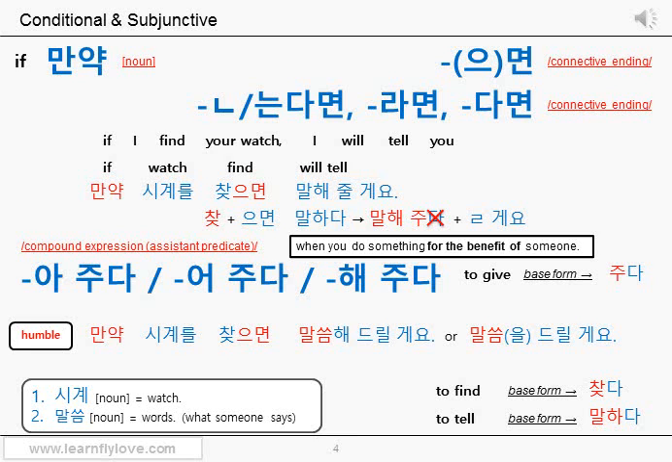만약 시계를 찾으면 말씀해 드릴게요. Or 말씀을 드릴게요. Or 말씀드릴게요. Without the particle 을. Let's see the 만약 시계를 찾으면 part again. We didn't use a higher respect predicate for this part because the subject is I, and the 찾으면 part is an action of the subject I. You don't use a higher respect form for yourself.